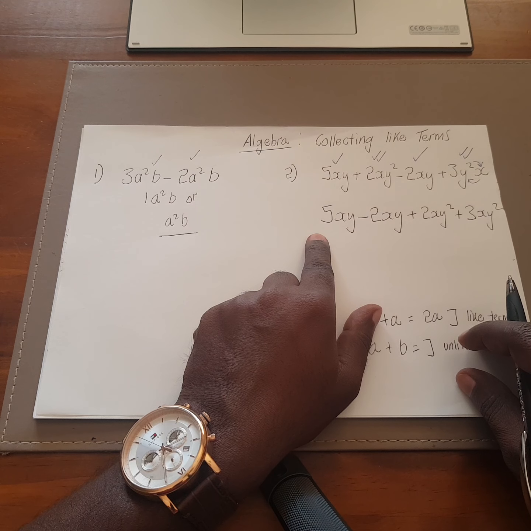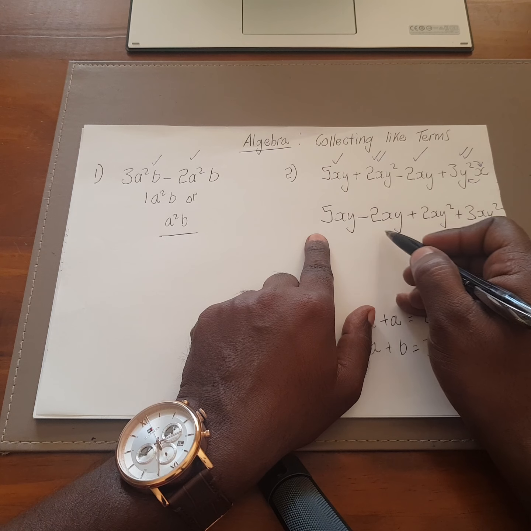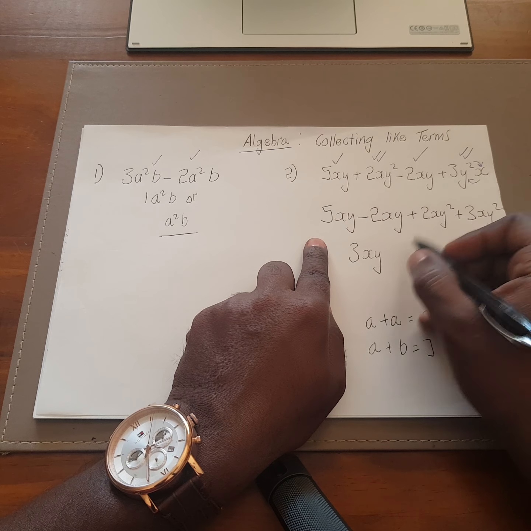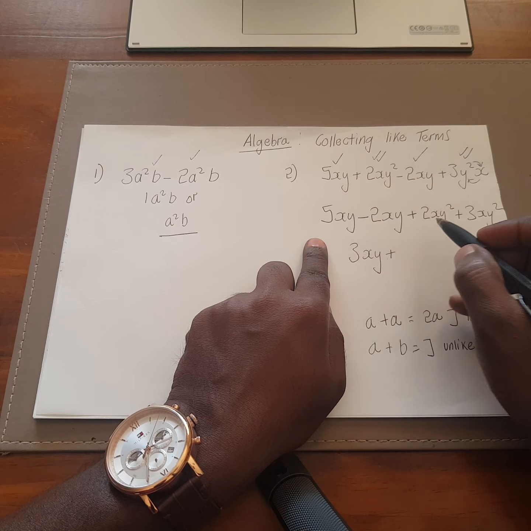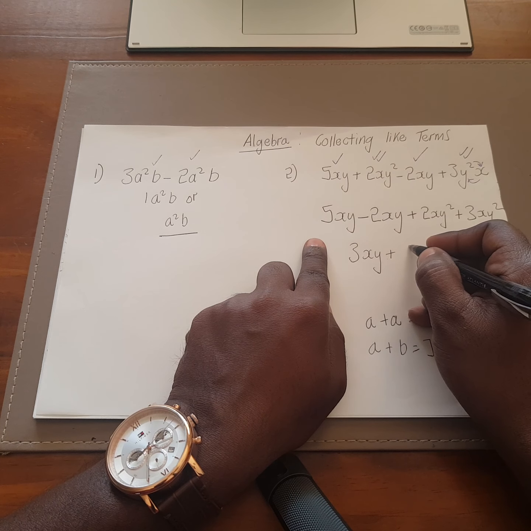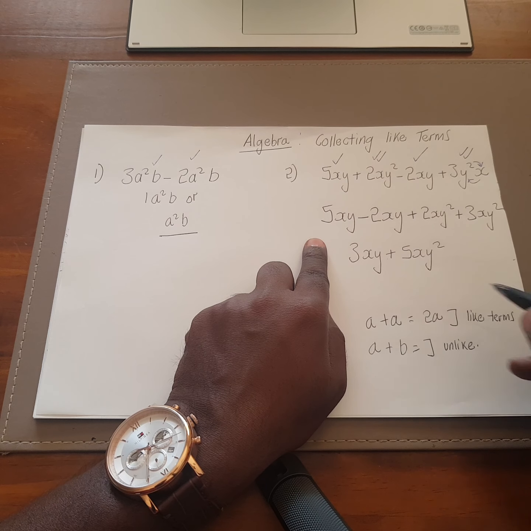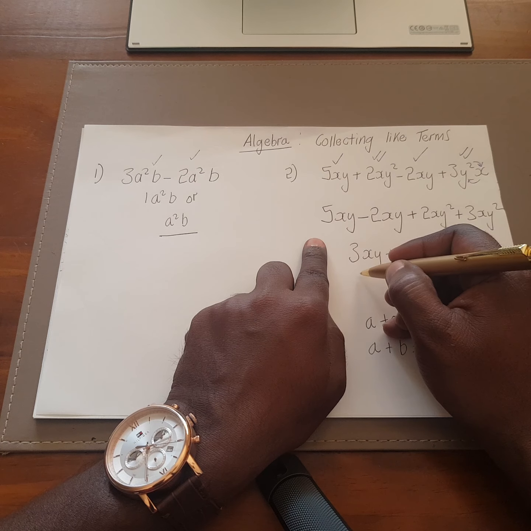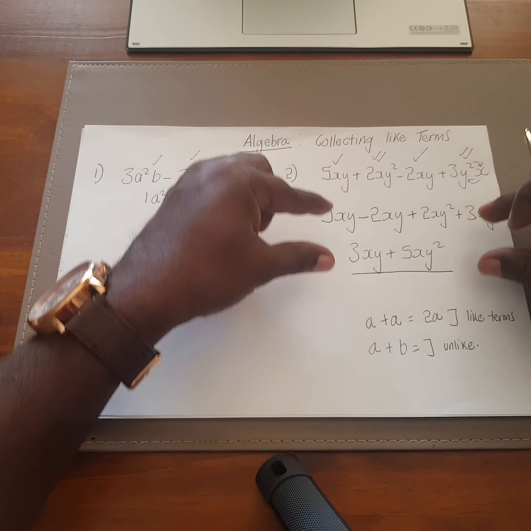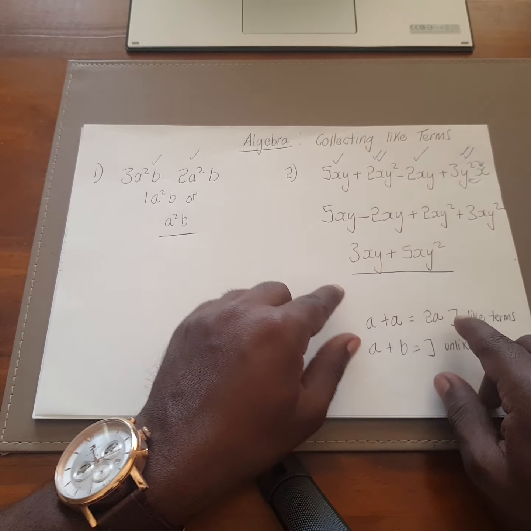Now it's easy for us to simplify them because we've grouped like terms together. 5xy minus 2xy becomes 3xy, and you put a plus there because there's a plus there. 2xy squared plus 3xy squared eventually becomes 5xy squared. So therefore, this expression has now been simplified. We've made something complex into something simple. So we've grouped the like terms and unlike terms and put them together.